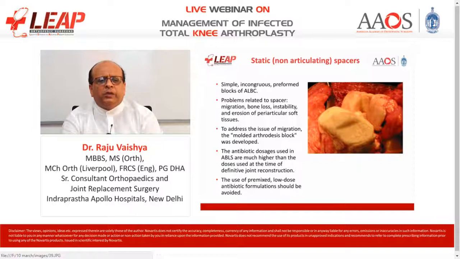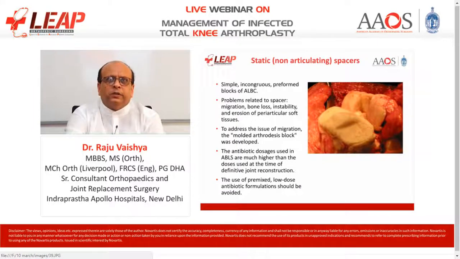The antibiotic doses used in antibiotic-loaded spacers, as I mentioned earlier, are much higher than the doses used at the time of definitive joint reconstruction. And this message must go through with all the surgeons who are dealing with infected total knee arthroplasty. The use of premixed low-dose antibiotic formulation should be avoided in these patients.